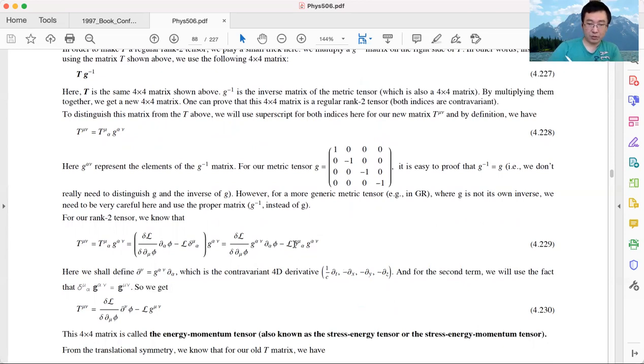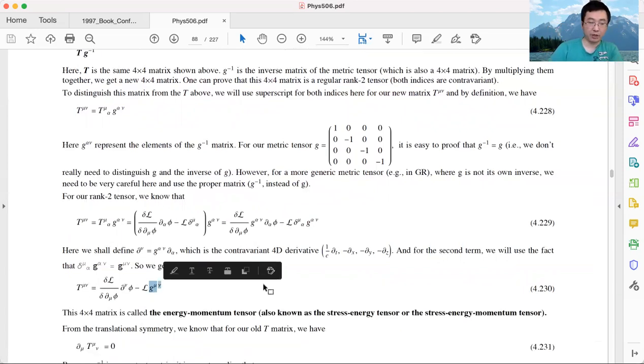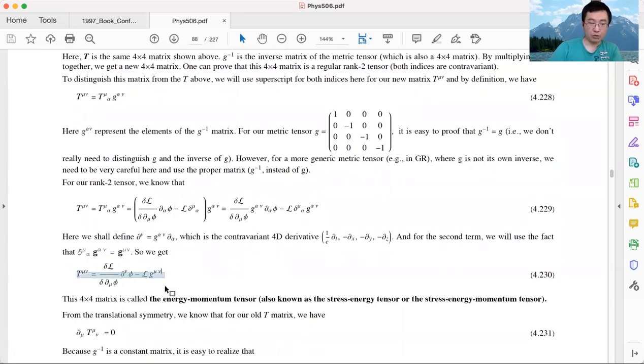Another thing we utilize is delta times G. For the second term, we have delta times G. Here, delta is a Kronecker delta. Kronecker delta means alpha and mu must be equal to each other, so alpha is actually mu. We can combine delta and G together as one G, and replace alpha with mu, so it's G mu mu. That's the second term, and we can make it a little bit more compact. This is the T mu nu matrix that we are going to use. We can show that it's a rank 2 tensor, and this rank 2 tensor has a name.